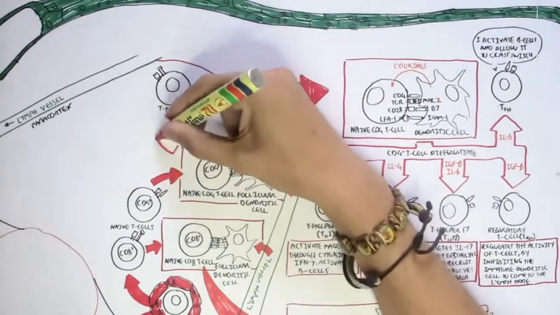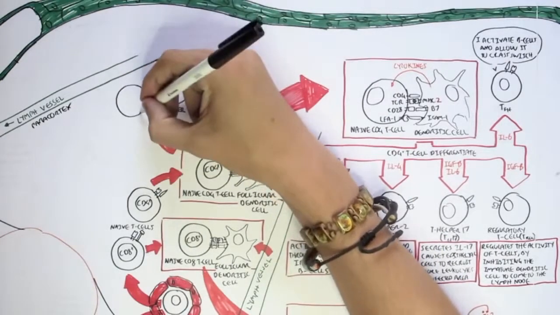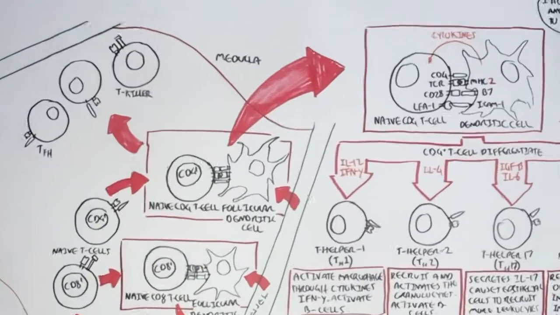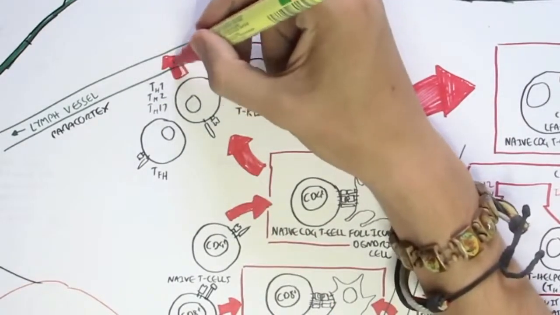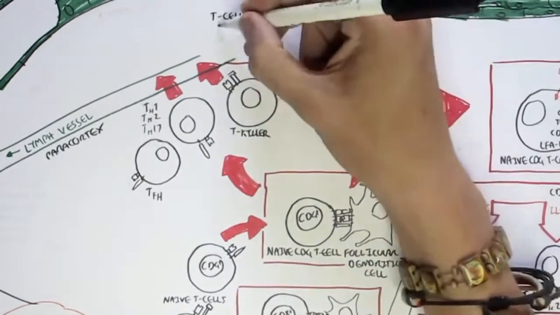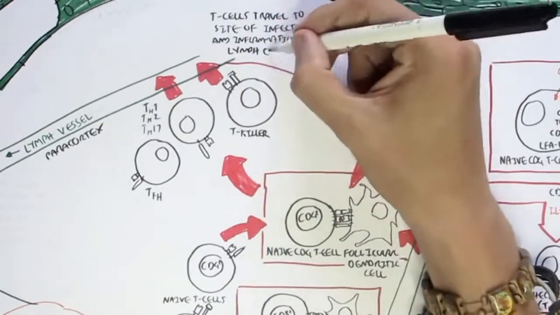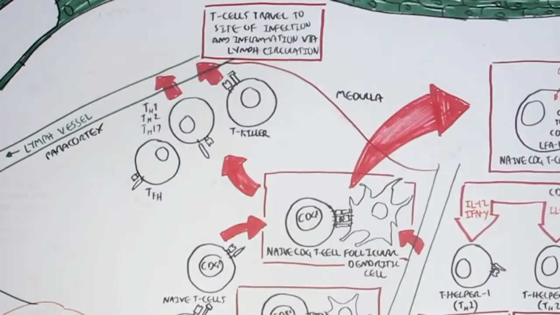So back to this, the paracortex. The naive CD4 T cells essentially are activated to become many types of T helper cells. And these T helper cells with the T killer cells will then migrate out of the lymph node through the lymph vessel. So it moves out here. And the T cells will travel to the site of infection and inflammation via the lymph circulation, essentially, to assist in destroying the pathogen. However, this TFH cell, as well as possibly T helper 1 and T helper 2 cells, also has a role in activating B cells, so they can stay in the paracortex.